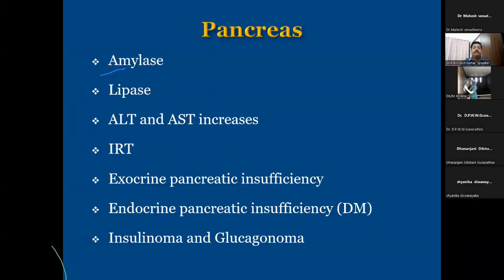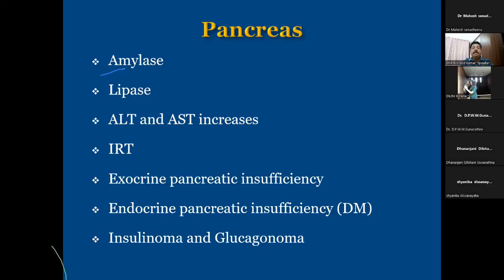Then the pancreas, we can go for the estimation of amylase. Amylase is not specific, of course. You can go for intestinal amylase also. We have two amylases, intestinal amylase and the pancreatic amylase. But lipase is highly sensitive. Lipase is produced from the pancreas only.